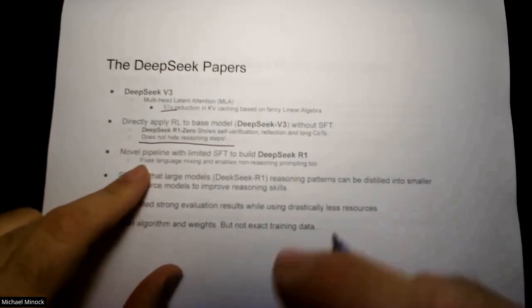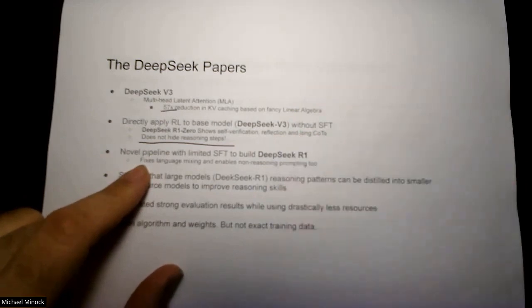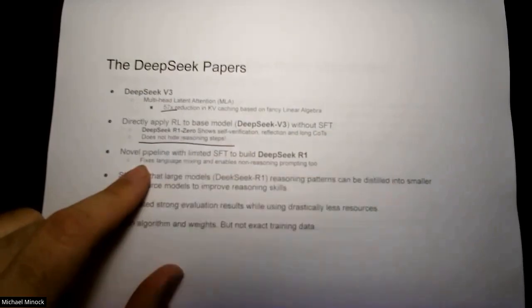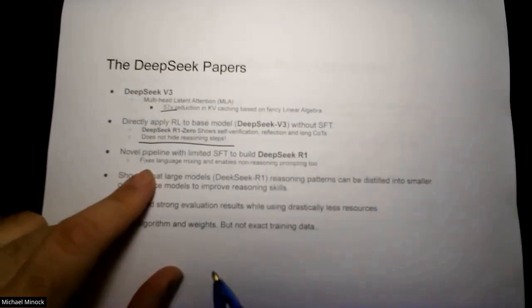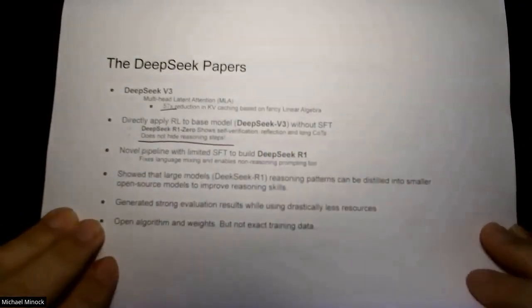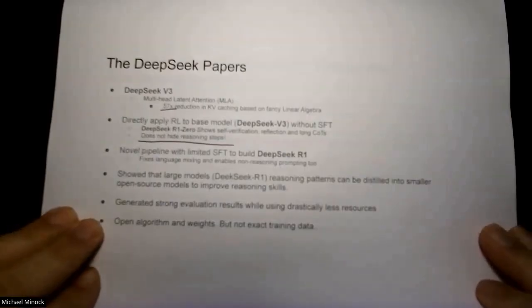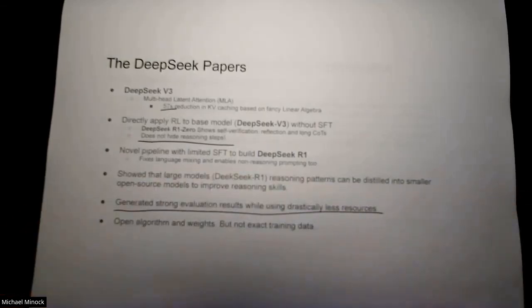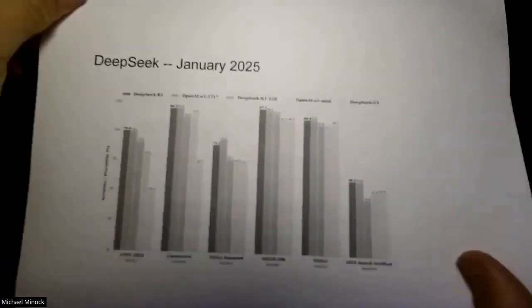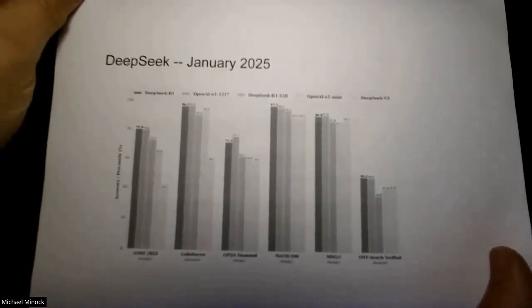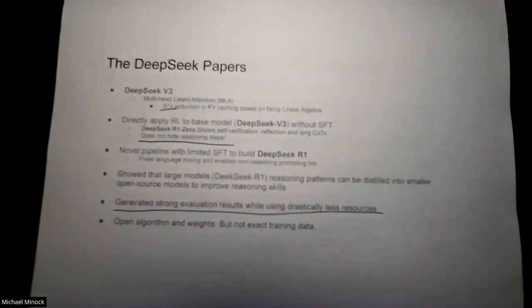And we'll come to it in a second, but the interesting thing is they just tried to bootstrap something up directly using reinforcement learning and no supervised fine tuning. And then they did some other stuff here that maybe I'll come back to. But yeah, they generated strong evaluation results. Again, the evaluation results are here. So that's the first page of the DeepSeek R1 paper. That was the one that got everybody's attention.